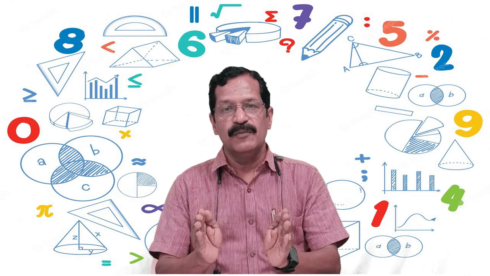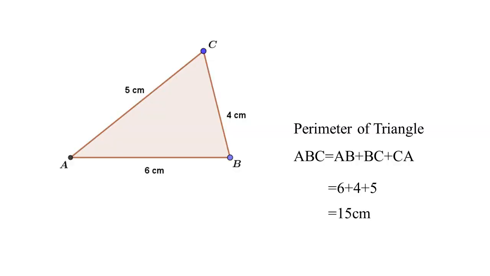Now let us discuss perimeter of a triangle. The perimeter of a triangle is the sum of length of its three sides. For example, here triangle ABC is there with AB 6 cm, BC 4 cm and CA or AC 5 cm. Then the perimeter of triangle ABC equal to AB plus BC plus CA, that is 6 plus 4 plus 5 equal to 15 centimeter.